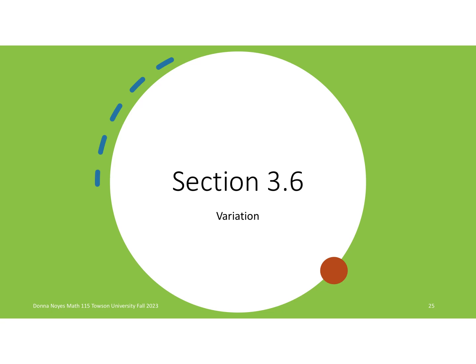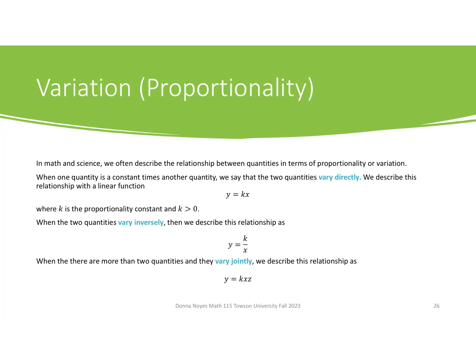The last section in this chapter is section 3.6 on variation. Variation is sometimes also called proportionality. If we say things are proportional, that's also the same as they vary together. So in math and science, we often describe the relationship between two quantities in terms of proportionality or variation.